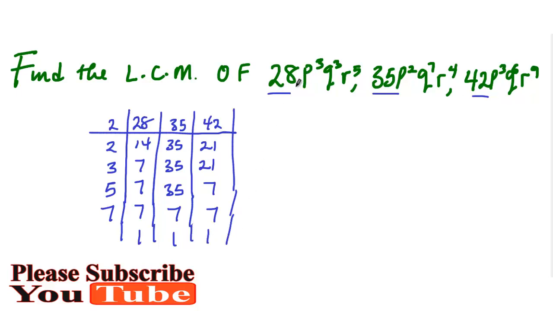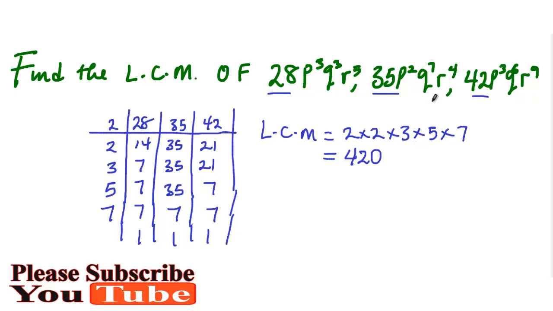So the LCM of these three numbers basically is what? 2 times 2 times 3 times 5 times 7. And that will give us 2 times 2, 4; 4 times 3, 12; 12 times 5, that is 60. Then 60 times 7, that will give us what? 420.